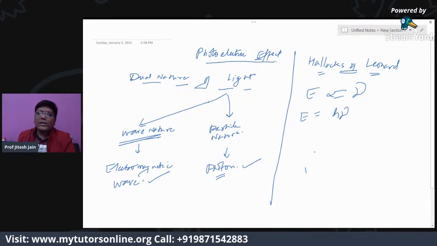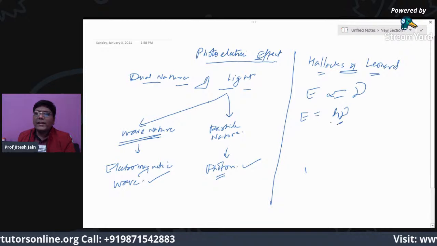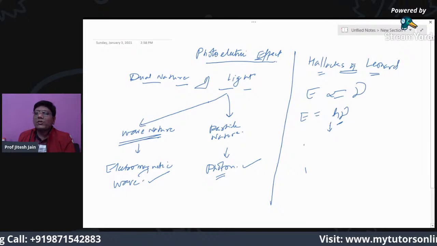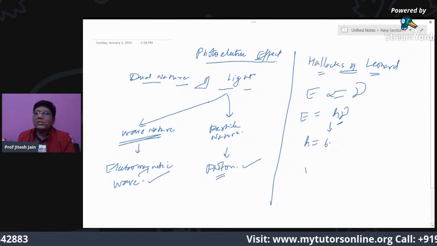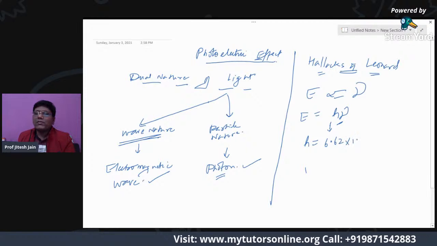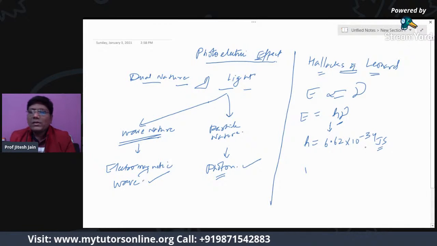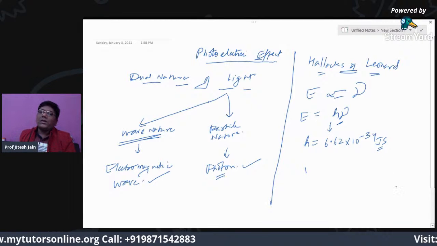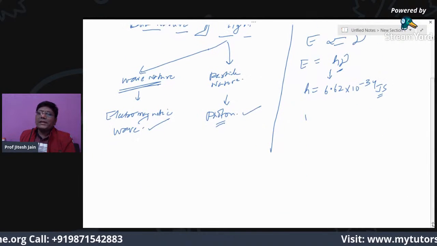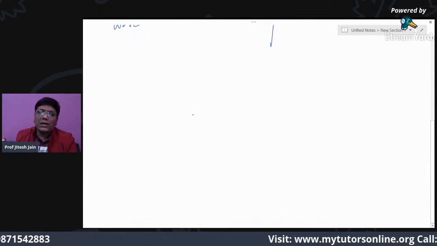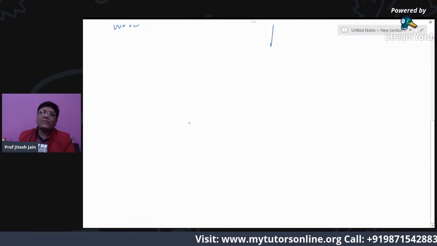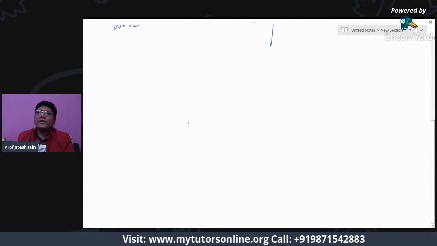Now what is nu here? Nu is the frequency of the light, and h is the Planck constant. This you already know. The value of h is 6.62 into 10 to the power of minus 34 joule seconds. Now let us study the experiment which they did for the photoelectric effect, dear students.